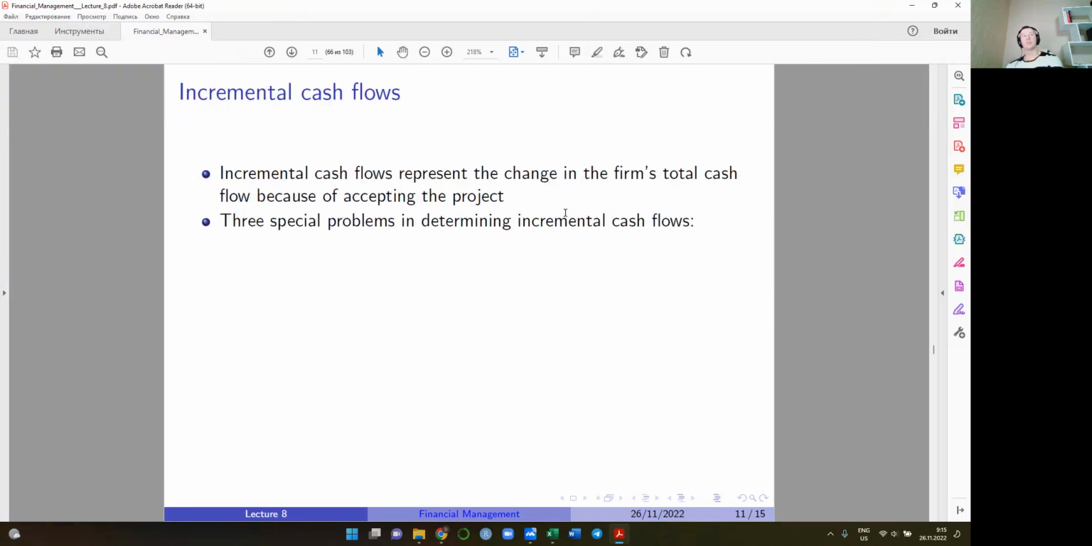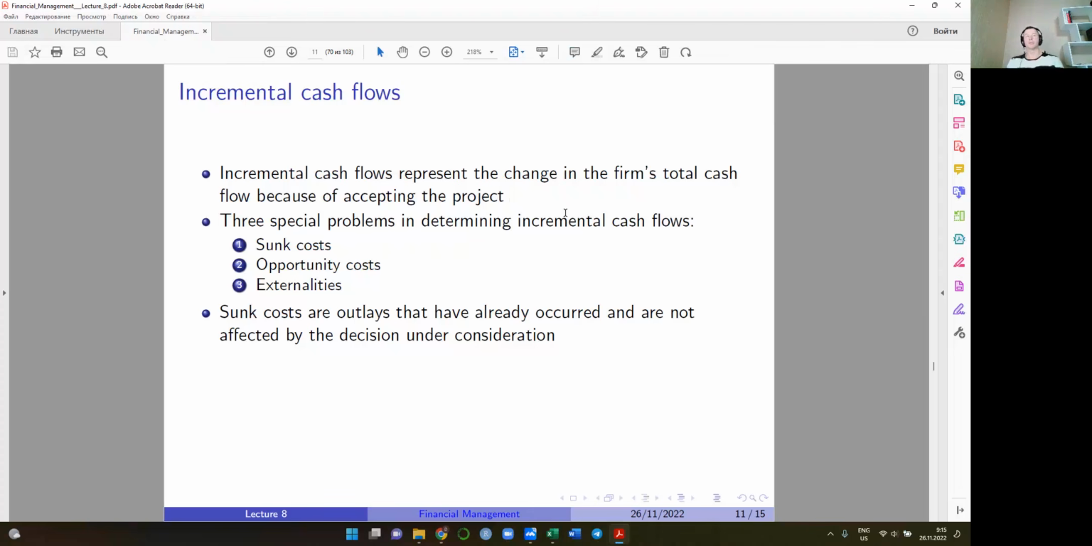And there are three special problems in determining these incremental cash flows. So first problem is sunk costs. So later I will explain to you what this is. Second is opportunity costs, and third one is externalities. So those need to be taken into account when you estimate cash flows.